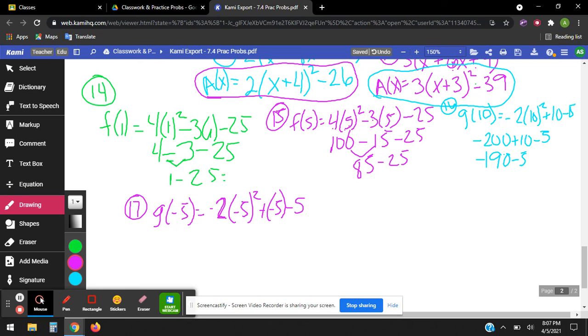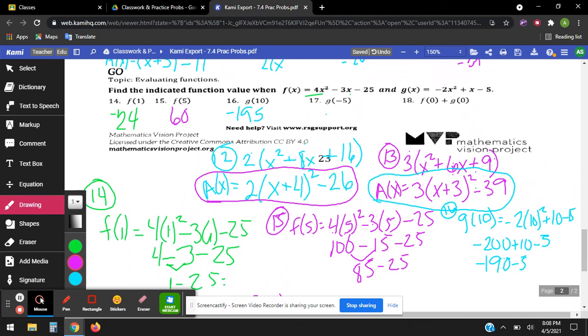Okay, so negative 5 squared is 25. 25 times negative 2 is negative 50. Minus 5 minus 5. Negative 50, that's really a minus 10, right? So negative 50 minus 10 is negative 60.